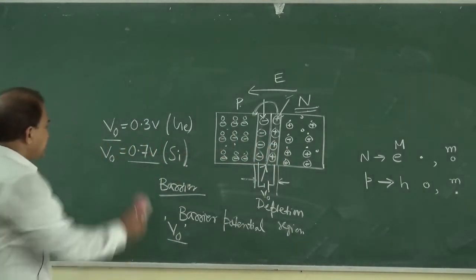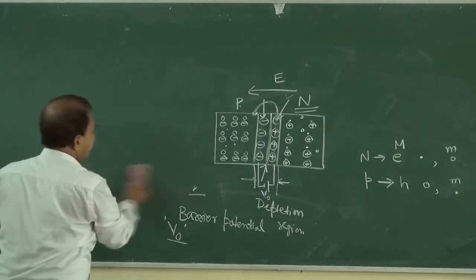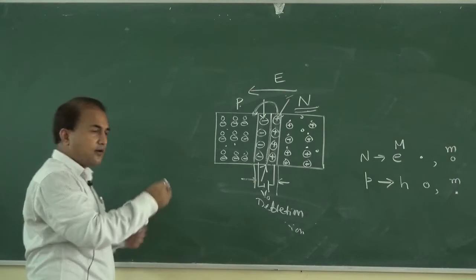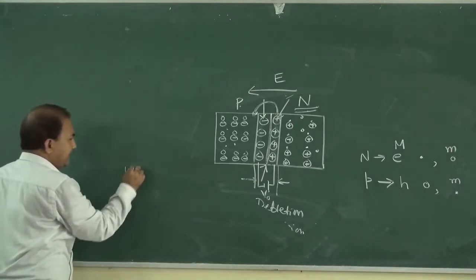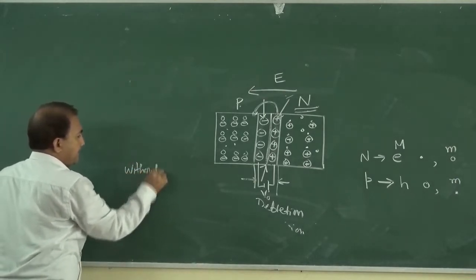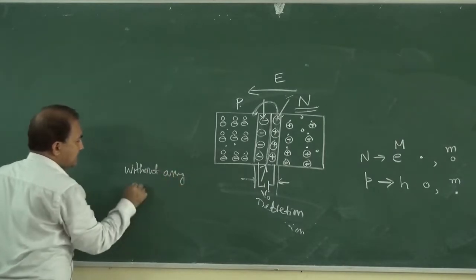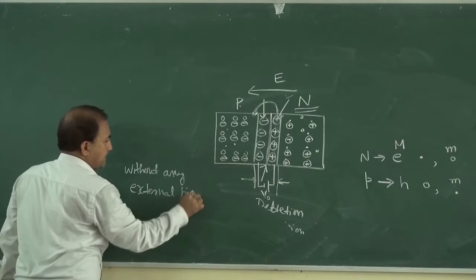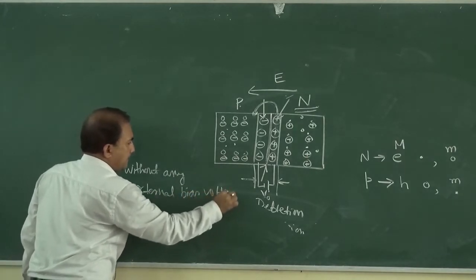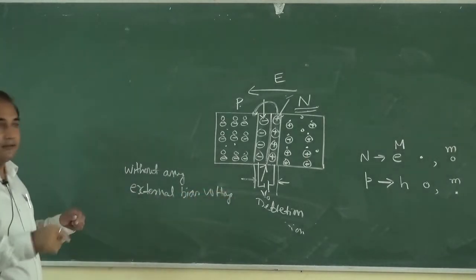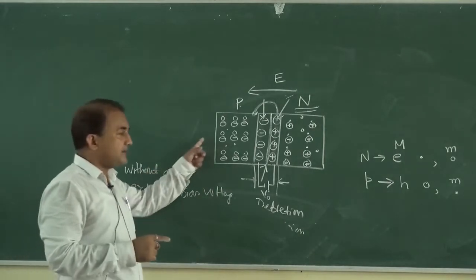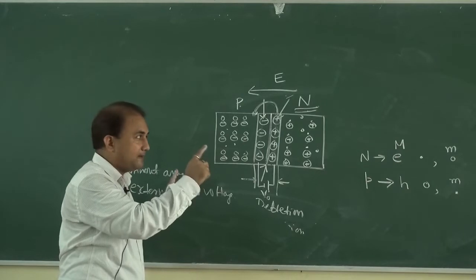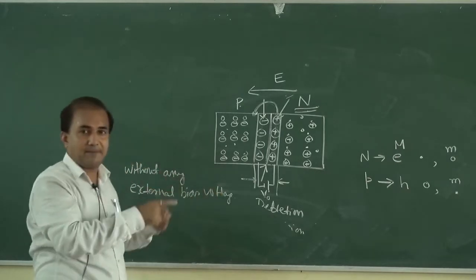Okay, this is without any external bias voltage. Then we will see what will happen if some external bias voltage is applied to the p-type and n-type semiconductor.